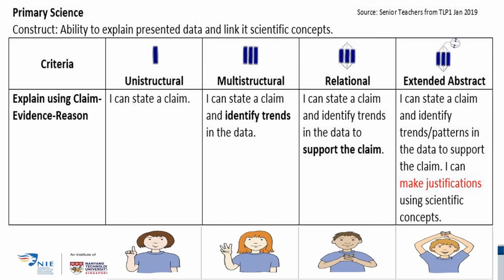This is an example of a rubric in the teaching of science. The construct that's being assessed is students' ability to explain presented data and link it to scientific concepts. The criteria being looked at specifically is students' ability to use the CER, or claim, evidence, reason, to make up their explanation. The standards again here are mapped out against SOLO levels. Notice at the highest level of understanding, the extended abstract level, students not only state a claim and identify the patterns, they can also make justifications of why certain trends and patterns are so using scientific concepts.